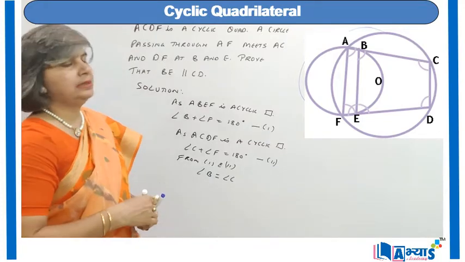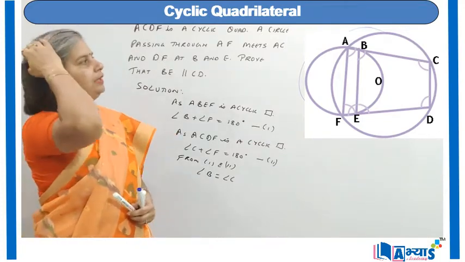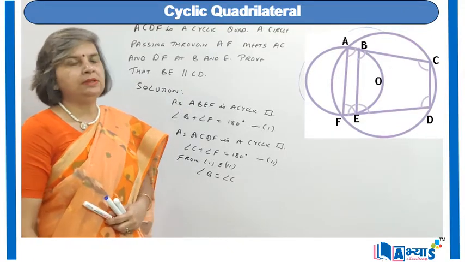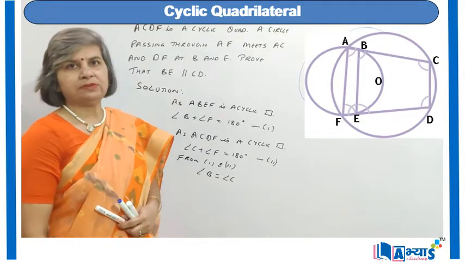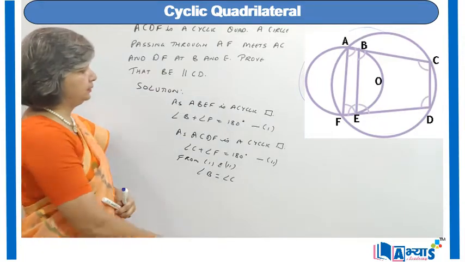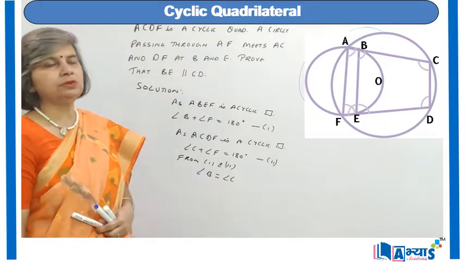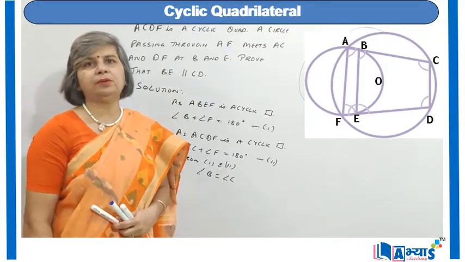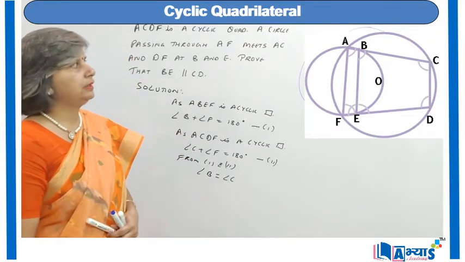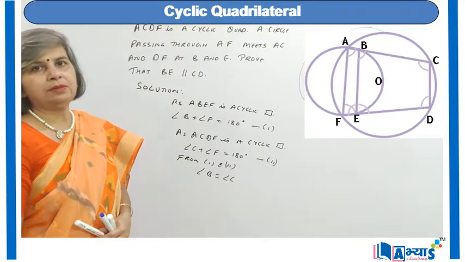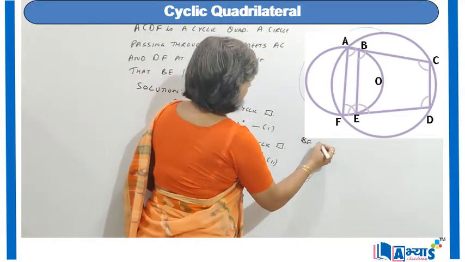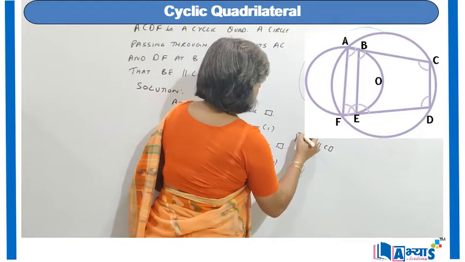But angle B and angle C are corresponding angles when CD and EF are straight lines and BC is the transversal cutting them. As they are equal, whenever the corresponding angles are equal, the straight lines are parallel to each other. So this is how we can say that BE is parallel to CD. Hence we can say BE is parallel to CD.